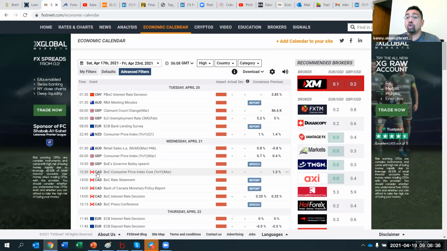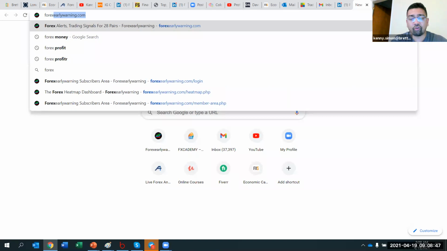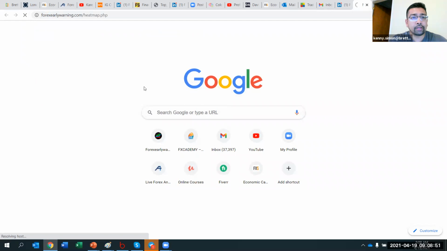So I'm looking at loads of opportunities right there, but we want to take a look at the market from now on and look at heat maps as well. I'm just going to go on to my favorite Forex early warning heat map right there. Just give me a second.